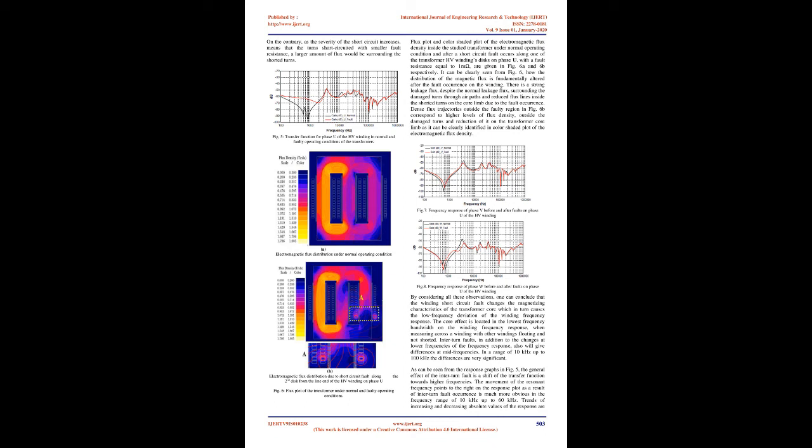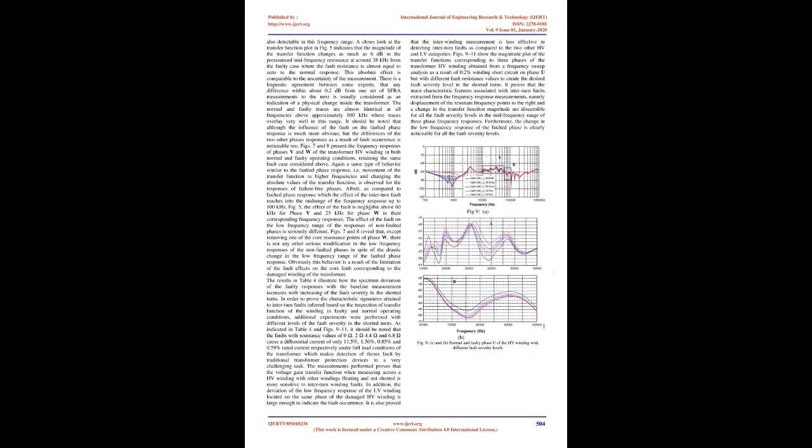There is a strong leakage flux, despite the normal leakage flux, surrounding the damaged turns through air paths and reduced flux lines inside the shorted turns on the core limb due to the fault occurrence. Dense flux trajectories outside the faulty region in Fig 6b correspond to higher levels of flux density outside the damaged turns and reduction of it on the transformer core limb, as can be clearly identified in the color-shaded plot of the electromagnetic flux density.